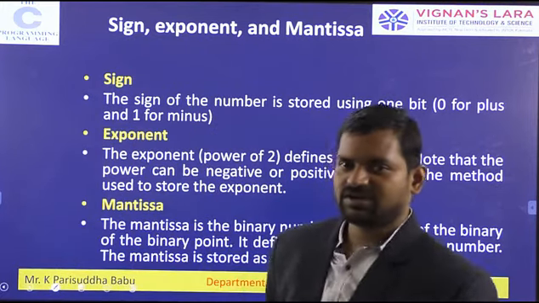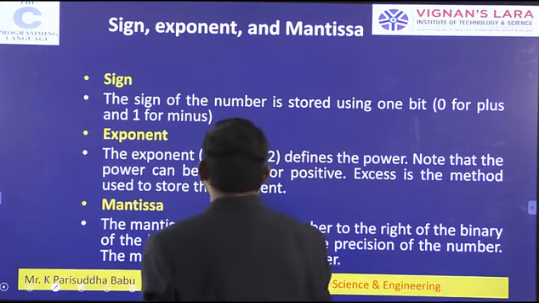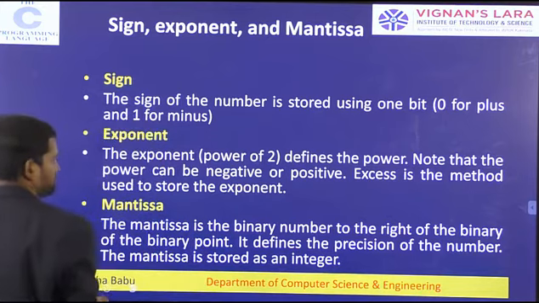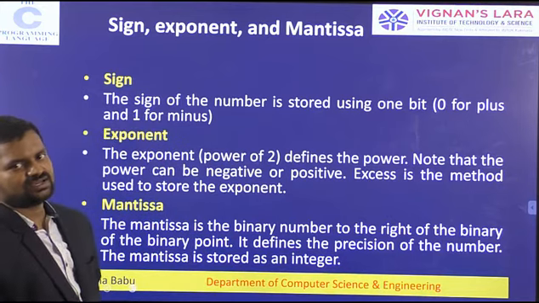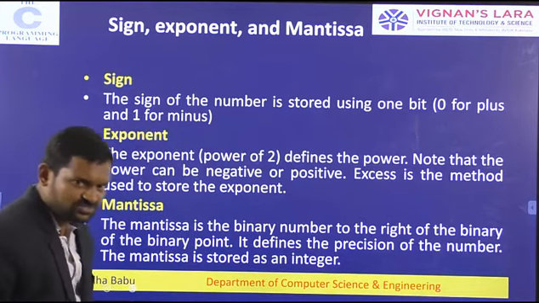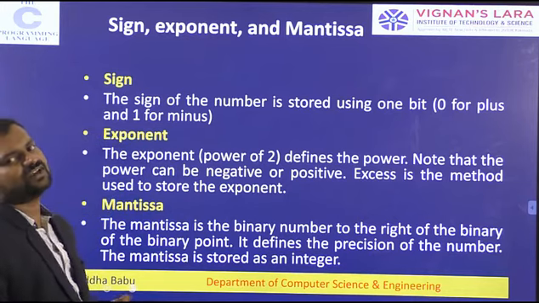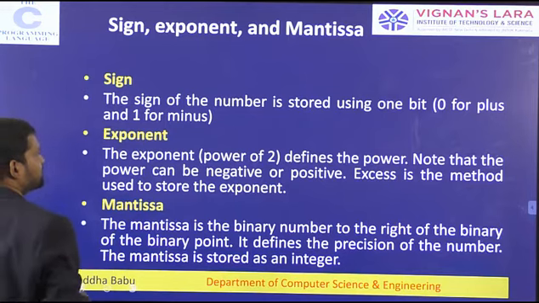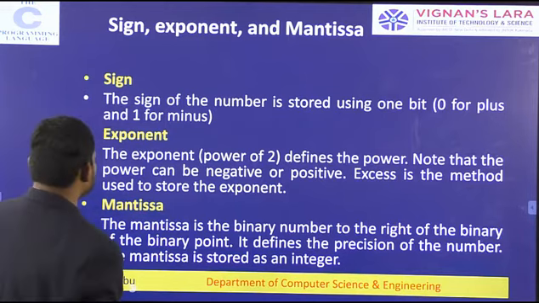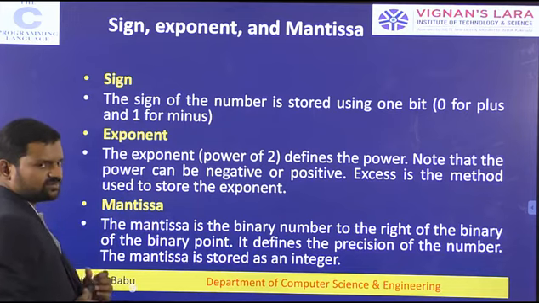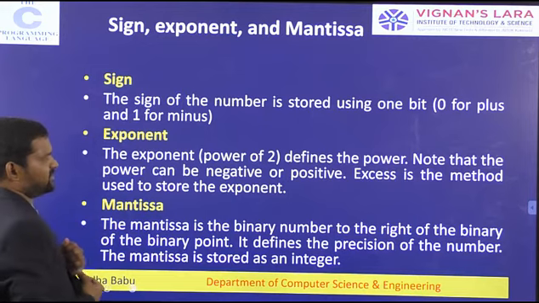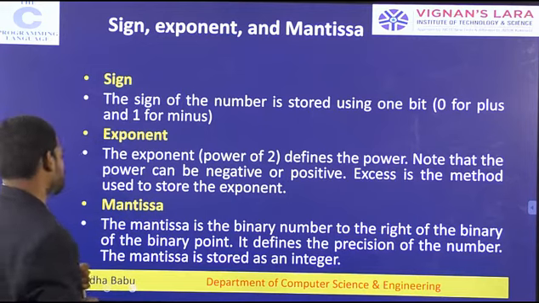Sign, exponent and mantissa. The sign of the number is stored using the bit 0 for plus and 1 for minus. As usual, 0 is used for a positive number and 1 for a negative number. Exponent, the power of 2, defines the power. Note that the power can be negative or positive. Excess is the method used to store the exponent.